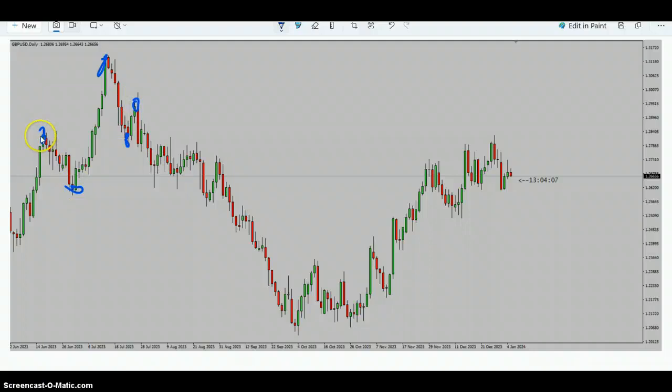Is this pivot point valid or not? Well, before we reach that pivot point, we got a valid swing here. And after that point, we got a valid swing here. So then this pivot point is valid. Now, is this pivot point valid or not? Well, before that pivot point, we got a valid swing. After that pivot point, we got a valid swing. Therefore, this is a valid pivot point.